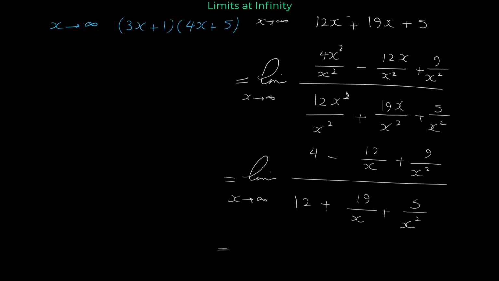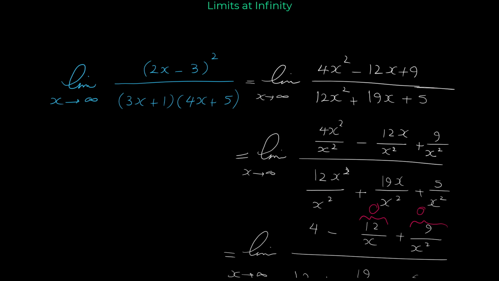Remember the rule: when we have a number over x to the 2, things like that, all of those things are 0. So this is 0, this is also 0, this is 0, and this is 0. So what remains? Only 4 in numerator, 12 in the denominator, so the limit is 1/3.